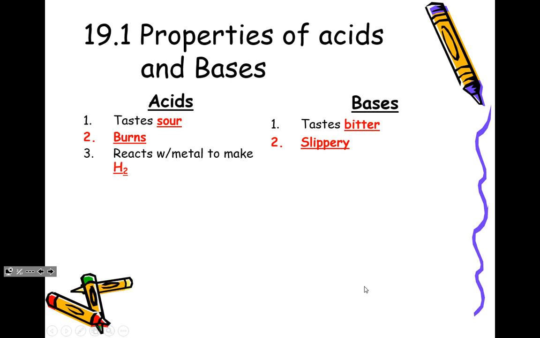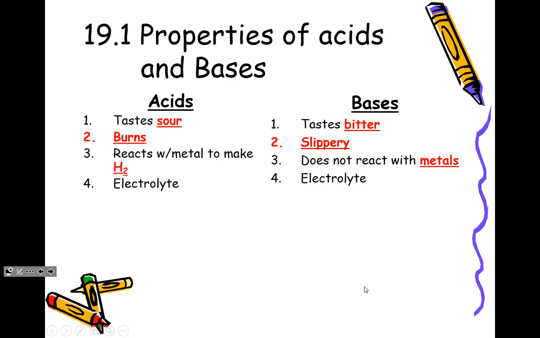Now, another way to test safely whether something is an acid would be to put it with a reactive metal to see if it makes bubbles, and if those bubbles are hydrogen gas, because acids will do that and bases will not react with reactive metals to make hydrogen. One of the things that is not a difference between acids and bases, but a property they share in common, is that both acids and bases are electrolytes. You put them in water, they'll make water conduct electricity.